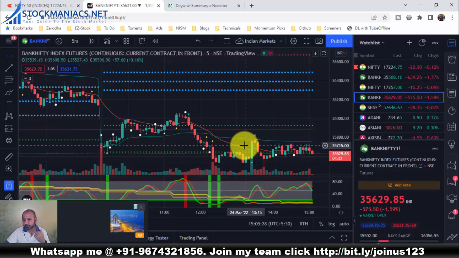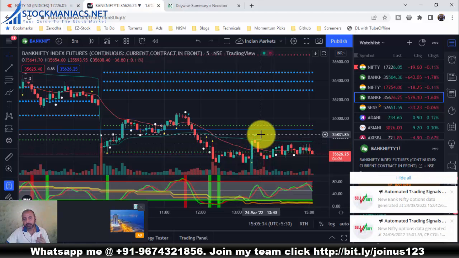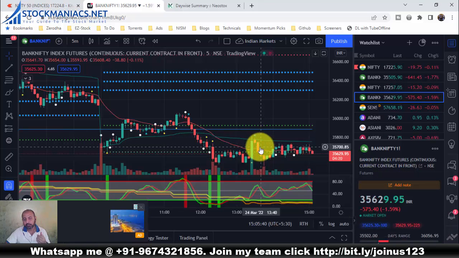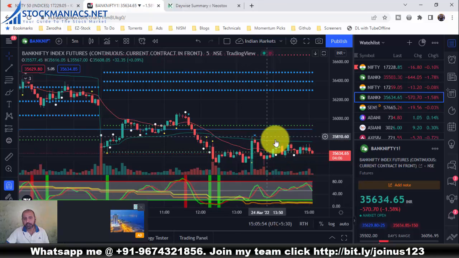So you can play with the target. If you are selling below the low of the Harami, you can take a stop loss above the high of the last bar and you can put a 1:2 target or a 1:1.5 target. So whatever target you have taken, the same target has been met over here. So this is how you can enter in a rally.